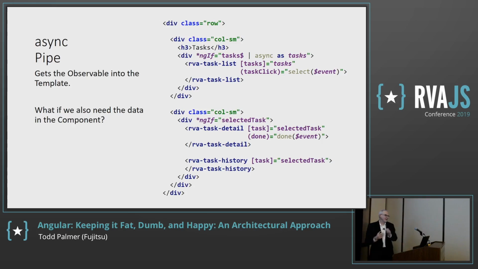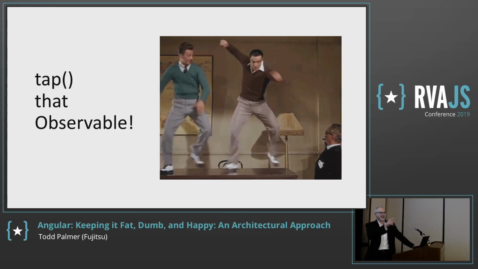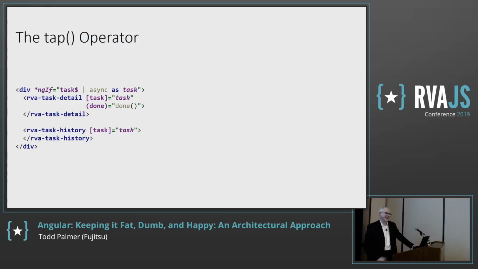Okay, so async pipe. I'm a big fan of async pipe. One thing that I hear as a rejection of async pipe is, well, yeah, it gets that data into the template, but I also need it in my TypeScript part of my component, right? So I can't use async pipe because it only puts it into the template. Well, what if we also need the data in that component? You've got to tap that observable, right? Jennifer loves tap. She mentioned tap today as one of her three favorite operators in RxJS. So we'll look at an example of how tap works.